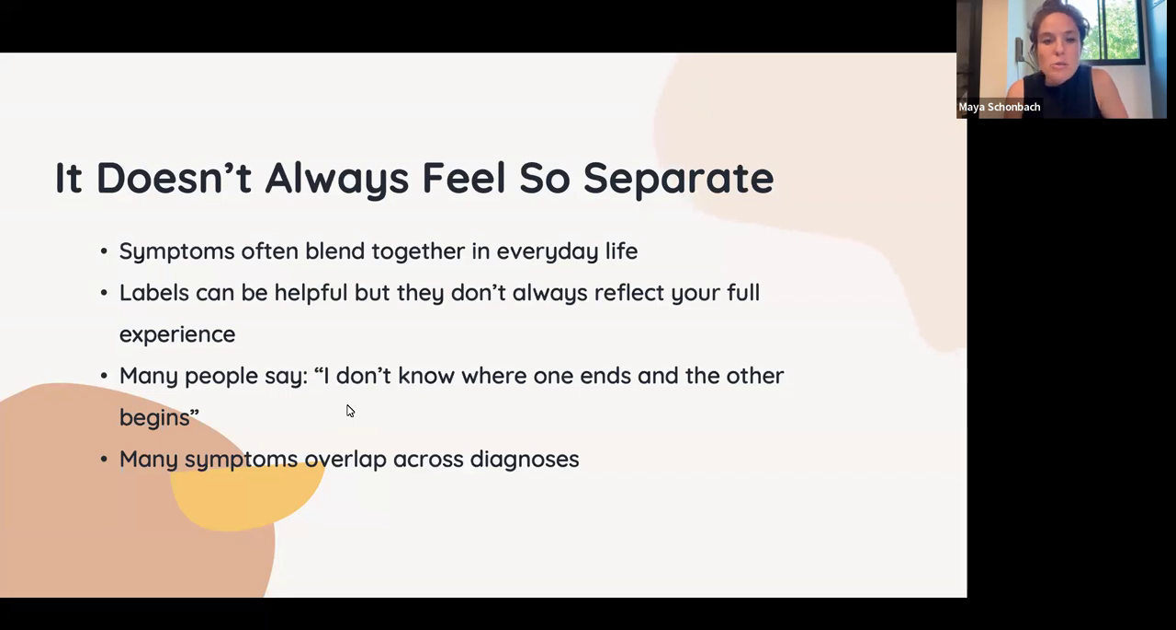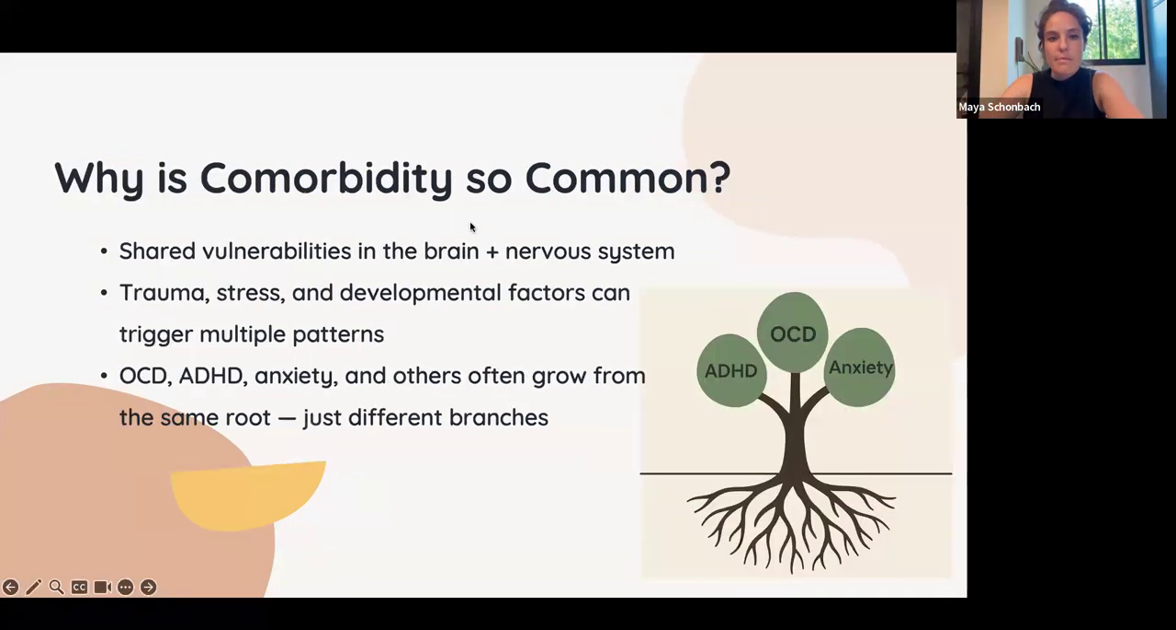And research backs this up. Also, the same underlying trait expresses itself in different ways across different diagnoses. So really, people say, I don't know where one ends and the other begins. And that's why many people with OCD feel like they don't fully relate to the textbook version of it, because your experience might not match one single label. And it's important to say that that doesn't make your experience any less valid. That's your experience, and it might be having to deal with comorbidities.